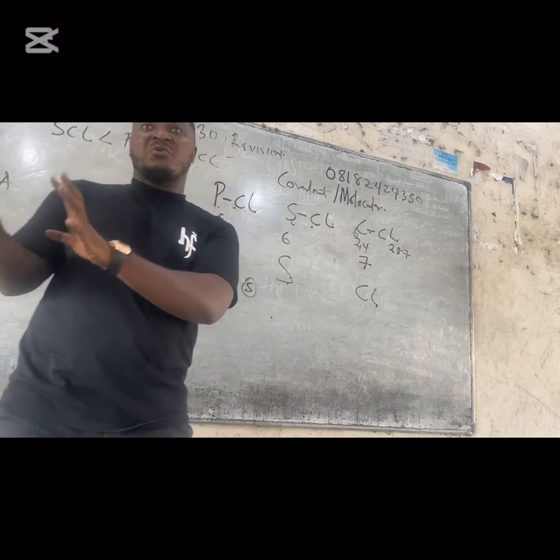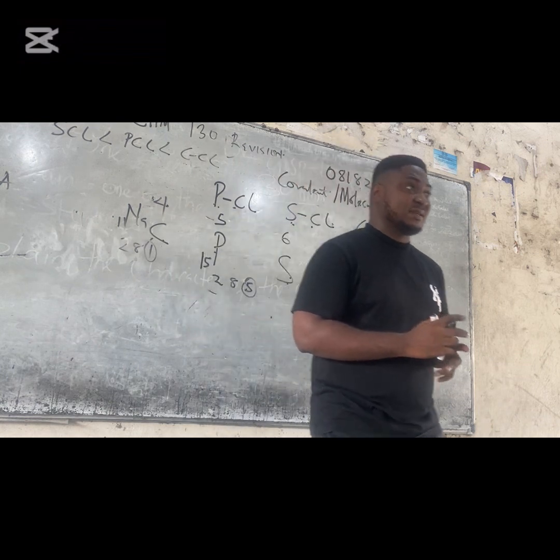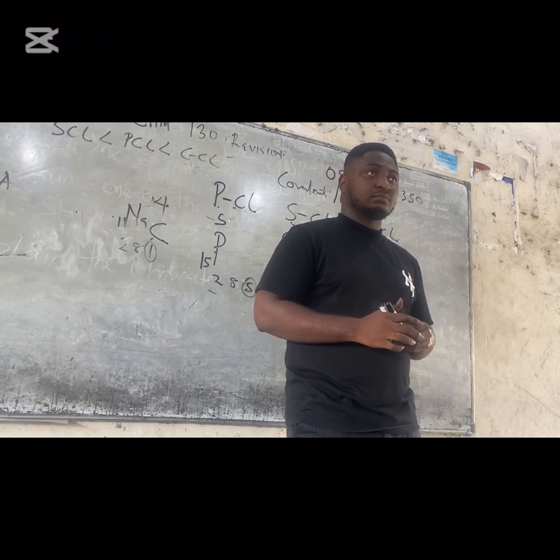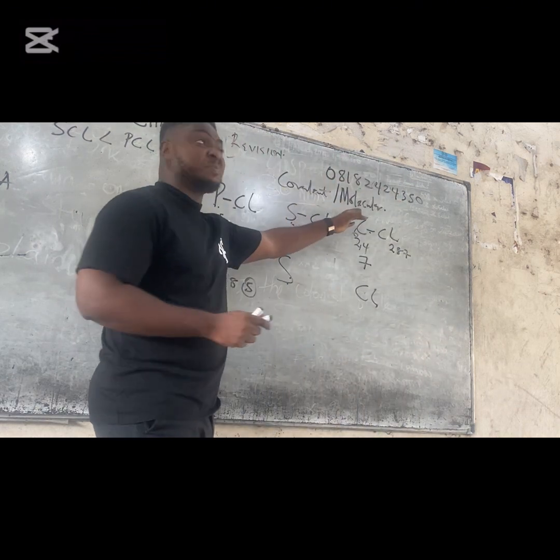Class, we have the normal covalent bond and we have the coordinate bond, also called the dative bond. So another name for covalent bond is molecular bond.